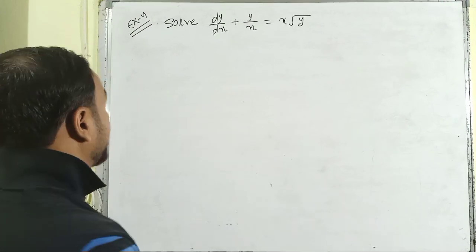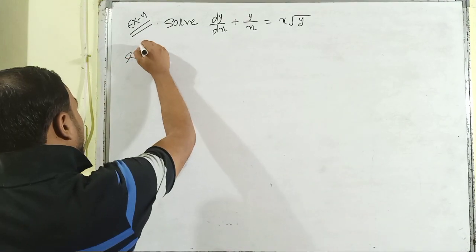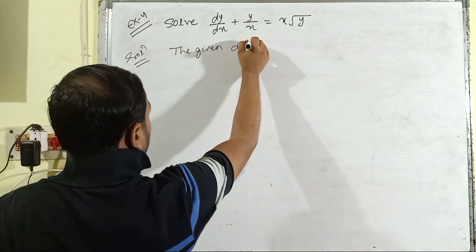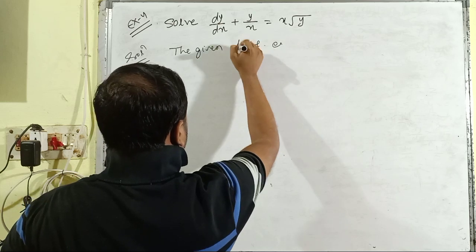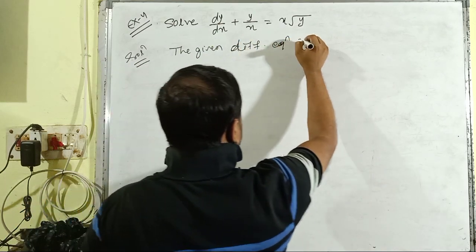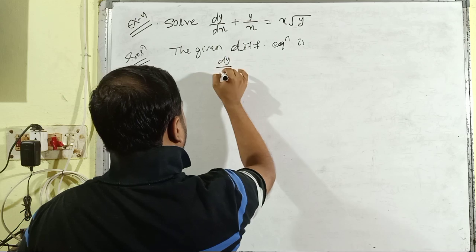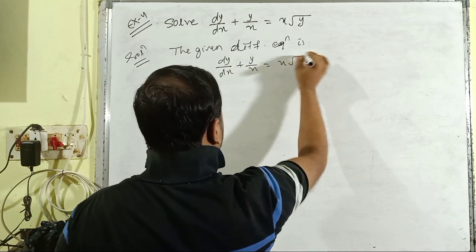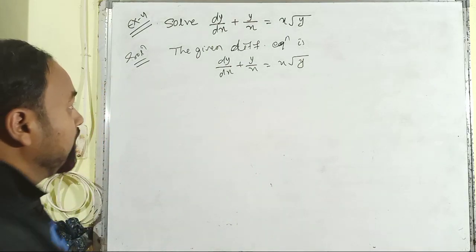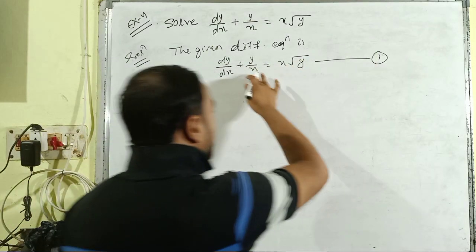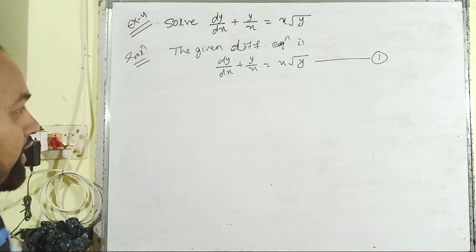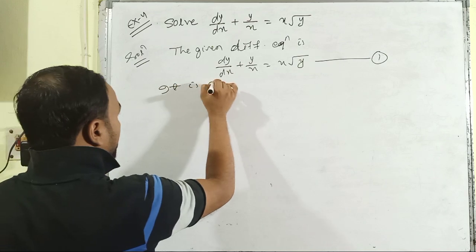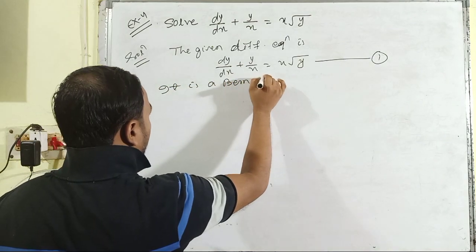So here it is problem number 4. Let us go through the solution part. The given differential equation is dy upon dx plus y upon x is equal to x multiplied with the square root of y. Let us take it as equation number 1, because this is in the form of a Bernoulli equation.